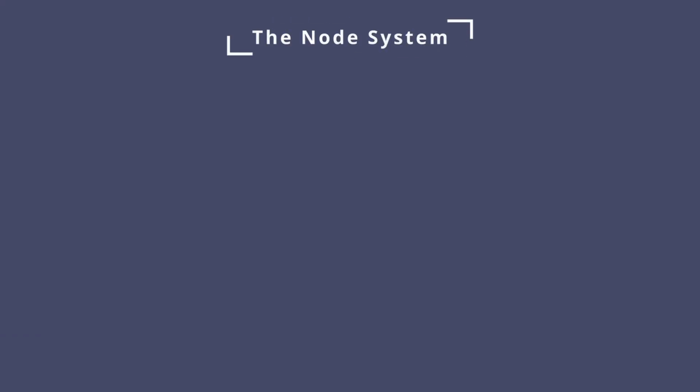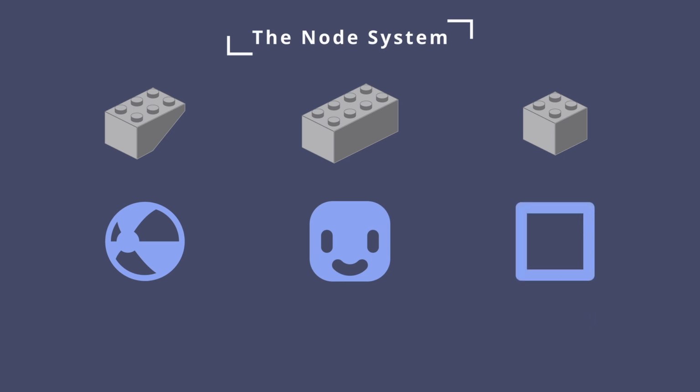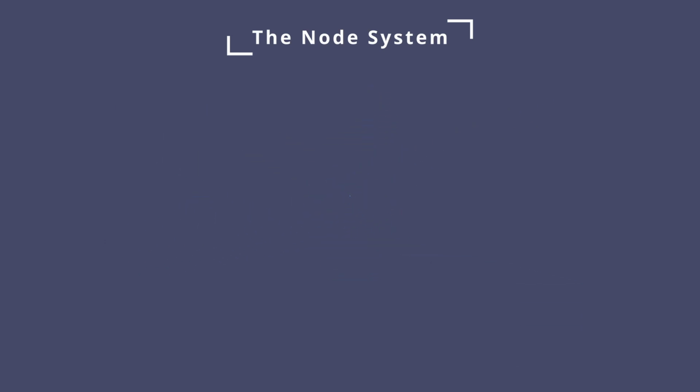Think of Godot's node system like digital Lego blocks. Each node adds specific functionality to your game objects. A rigid body for physics, a sprite for visuals, a collision shape for interaction. Combine them and you've built something amazing. Let me show you how quickly we can create a playable character.